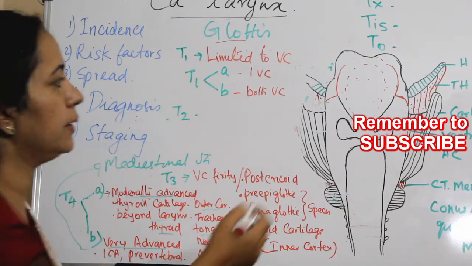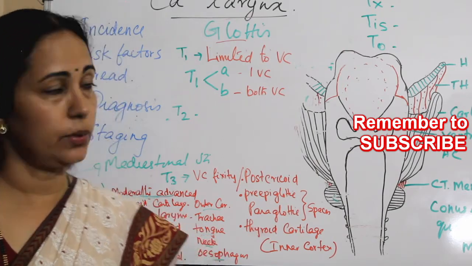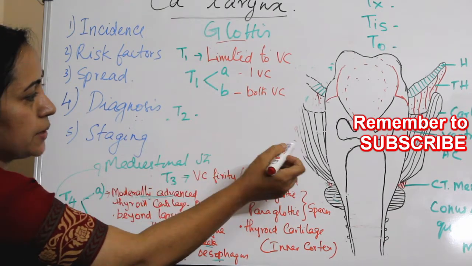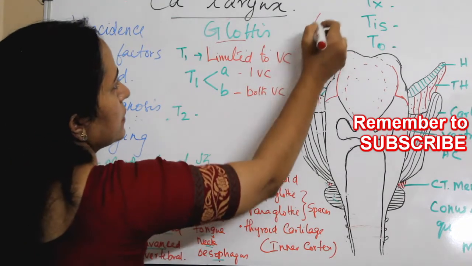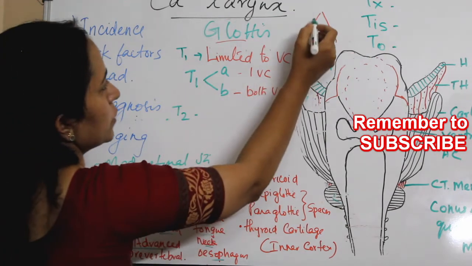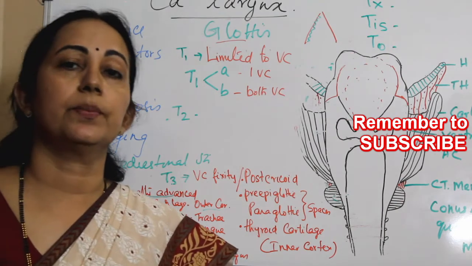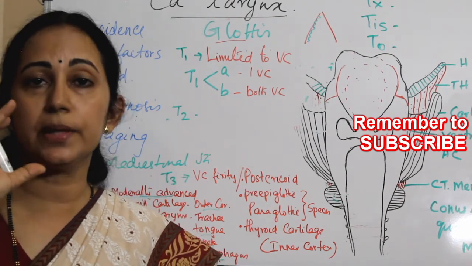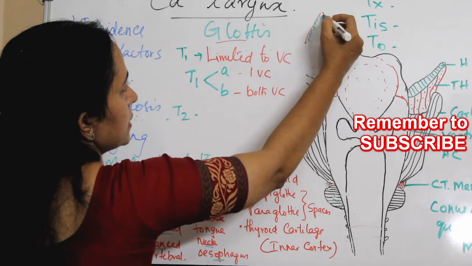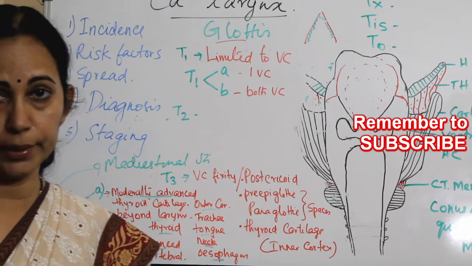So T1 is limited to the vocal cord, true vocal cords with the normal vocal cord mobility. Okay, that is T1. T1 is again divided into A and B. T1A is limited to, so if you draw two vocal cords, T1A is limited to one vocal cord. The extent can be either it can go to the anterior commissure or to the posterior commissure or the entire length, but it should be limited to one cord with a normal mobility. And T1B is involving both vocal cords but with a normal vocal cord mobility.